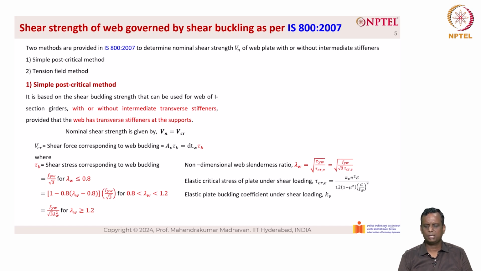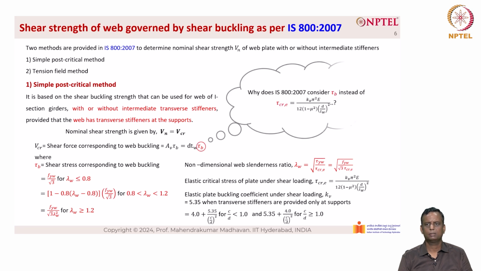The elastic plate buckling coefficient under shear loading, as I described previously, is K sub V, and it is equal to 5.35 when the transverse stiffeners are provided only at the supports, and it is equal to 4.0 plus 5.35 divided by C by D the whole square, where C by D is the aspect ratio of the web panel, for C by D less than 1.0, where C is defined as the stiffener spacing and D is the web depth. For C by D greater than or equal to 1.0, you have another equation, which is 5.35 plus 4.0 divided by C by D the whole square.